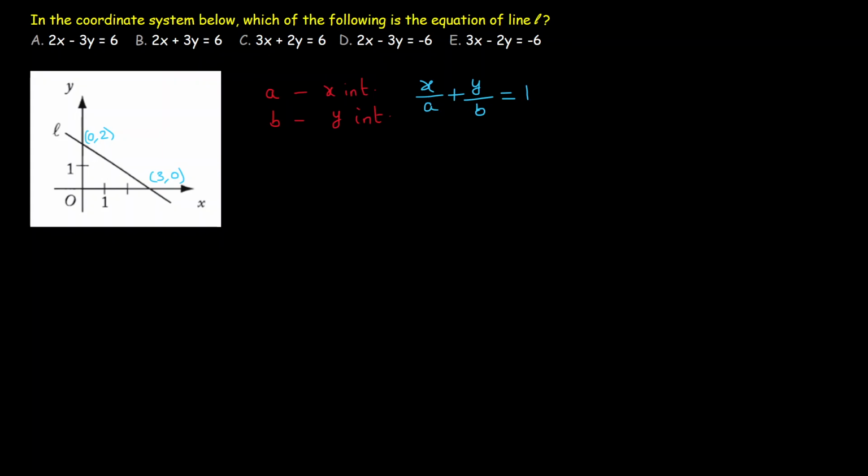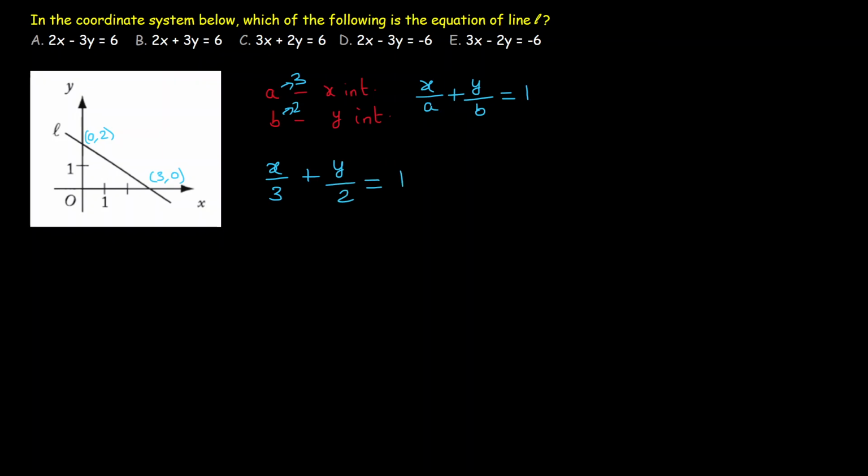We've seen that the x-intercept is 3. Notice that the point where it intersects the x-axis is 3, 0, which makes 3 our x-intercept. That is, our a is 3 and our b, which is the y-intercept, is 2. Therefore, the equation of the line that we're looking for becomes x over 3, because the x-intercept is 3, x over 3 plus y over 2 equals 1.